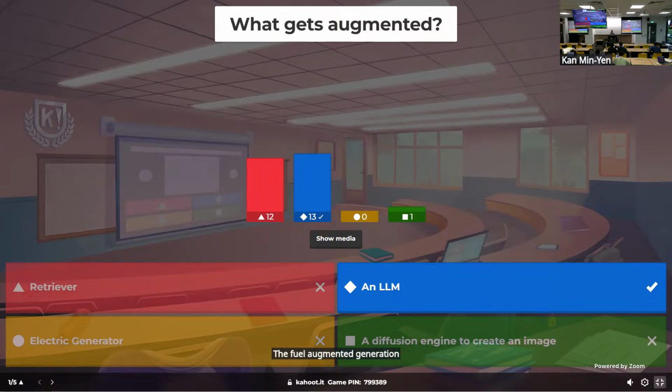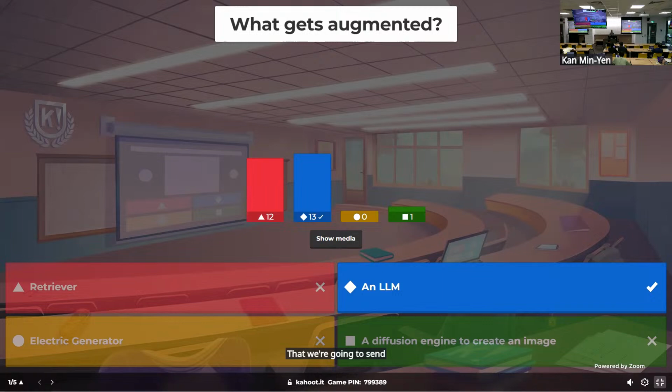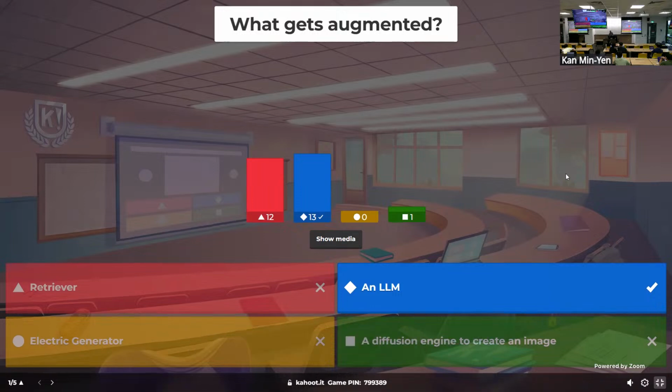We use the retriever to find documents or context or some data, right? Because it doesn't have to be text. It's just some type of data store. That's what we had on the slides, right? And we use that to augment the context that we're going to send like a prompt to an LLM, right? The LLM is going to do something. So the other ones are probably not very useful. You know, the fusion engine to create an image, that might be something possible to do because that's just a different implementation. Okay. Very good. We'll go to the next question.